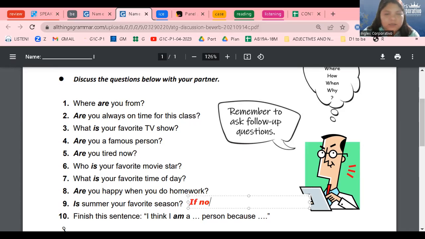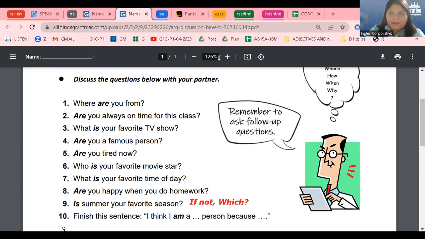If not, which? Okay, si no, ¿cuál? If your answer is not, you have to finish this sentence. Winter. I think I am a busy person because you have to explain. Okay, and remember to ask follow-up questions.